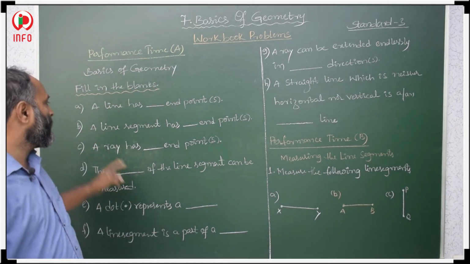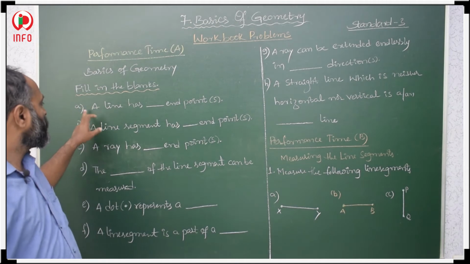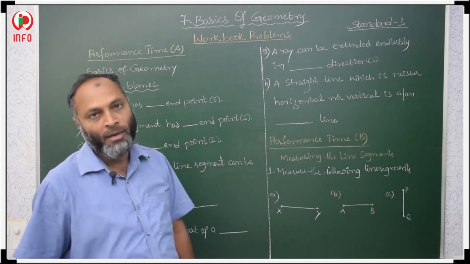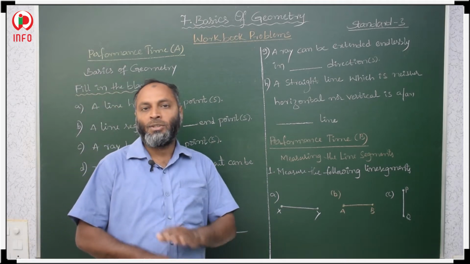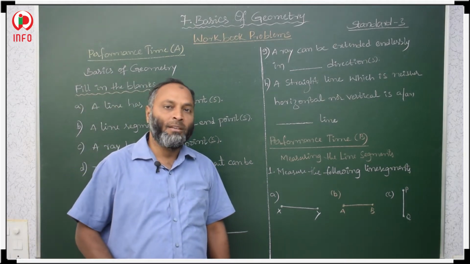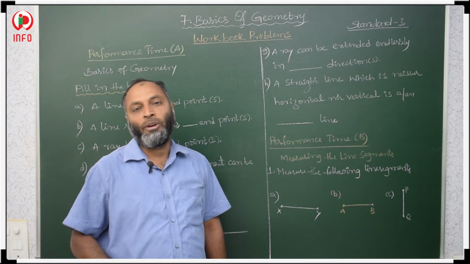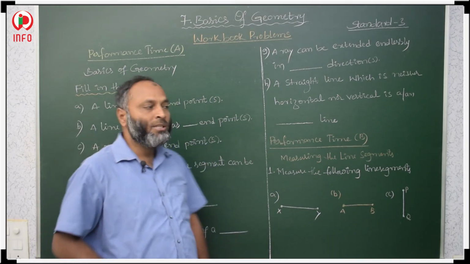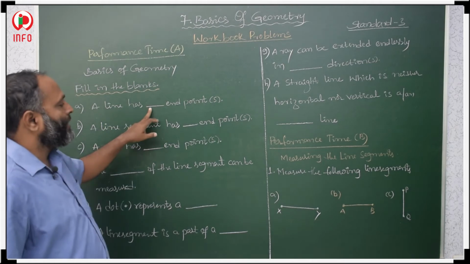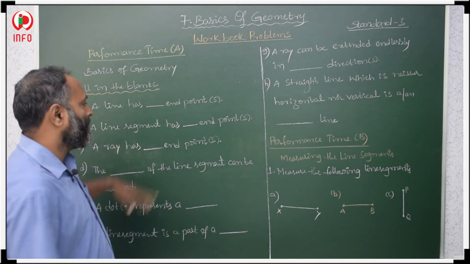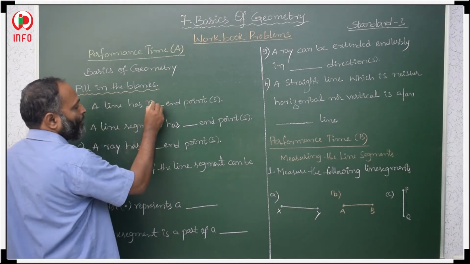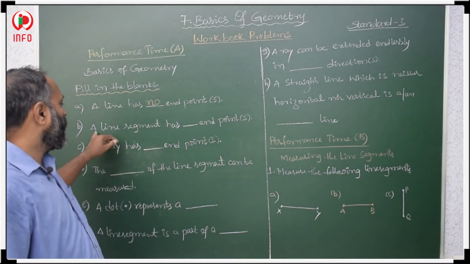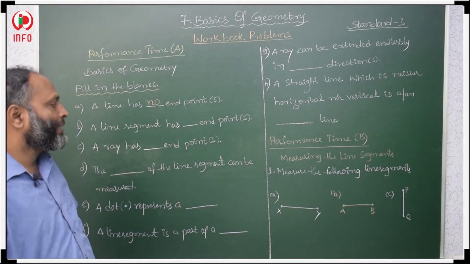Okay, see here, first one. A line has dash endpoints. So in a line, how many endpoints are there? In a line, there is no end point. So this we will learn. So line has no endpoints. It extends in both the directions. So here, a line has dash endpoints. Don't confuse here. You have to write no endpoints. No endpoints.